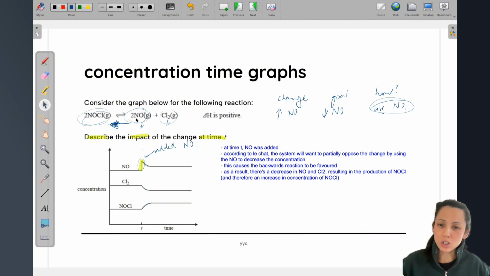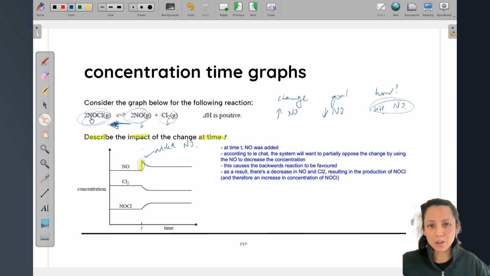What that means is you're going to use the NO and you're going to use the Cl2. You'll see the concentration of both of those decrease. As a result, making NOCl, you can see that concentration increasing, as you can see here in the graph. Now, what I want you to really notice is the partially opposed change.